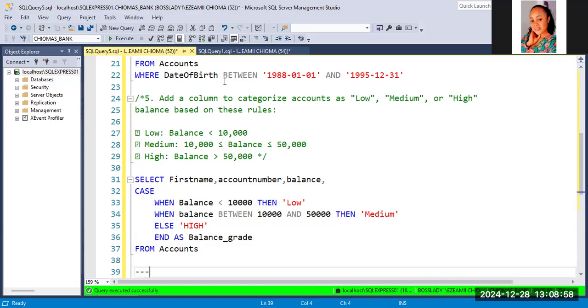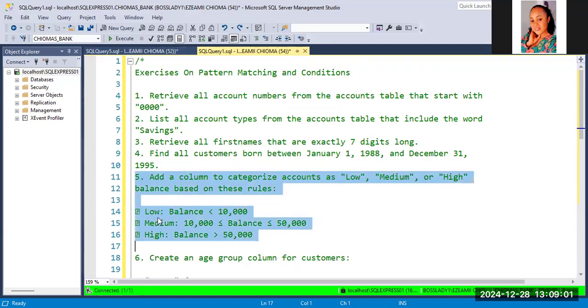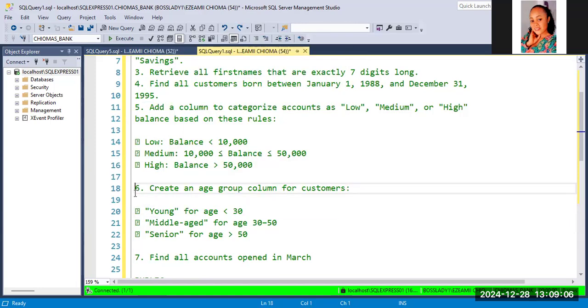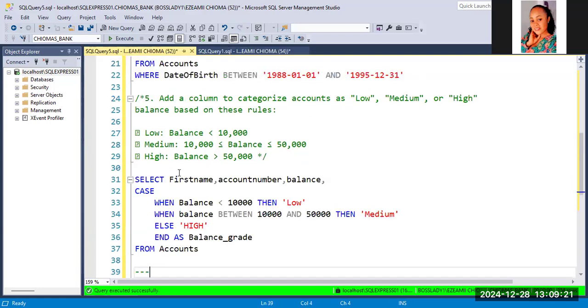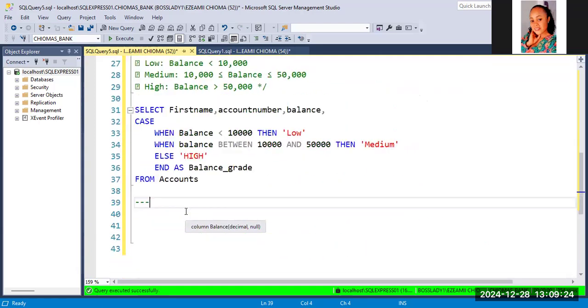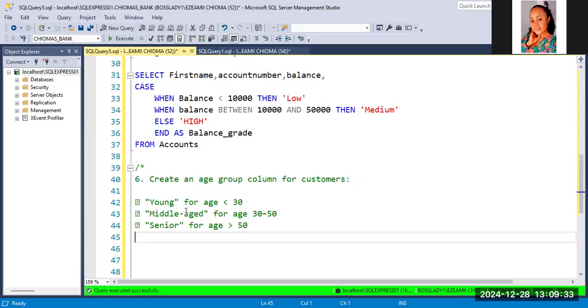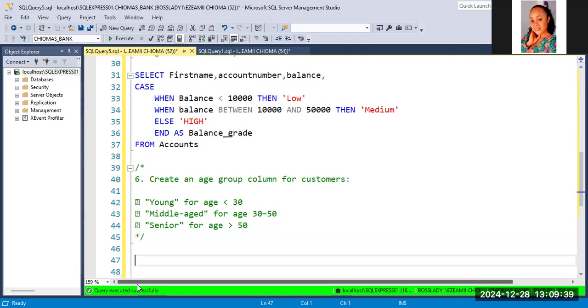So let's work on the next one. The next question, question number 6, says create an age group column for customers. So we're going to categorize our customers into young, middle age, and senior, all right? So we'll use this to categorize our customers. Let me use the other commenting style. For us to do this, it's the same as this.